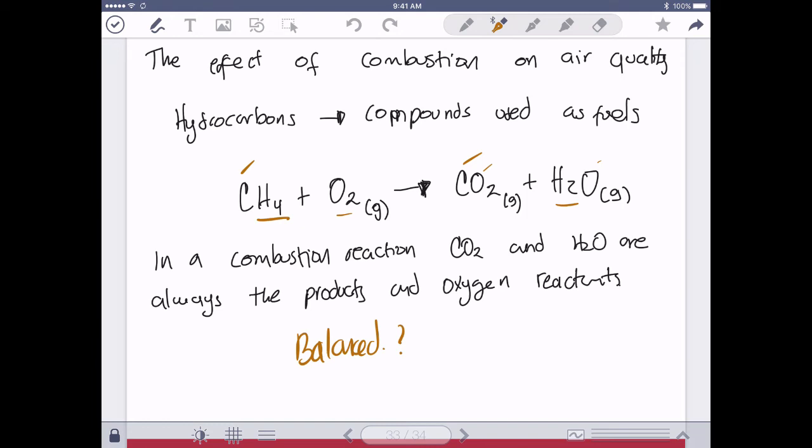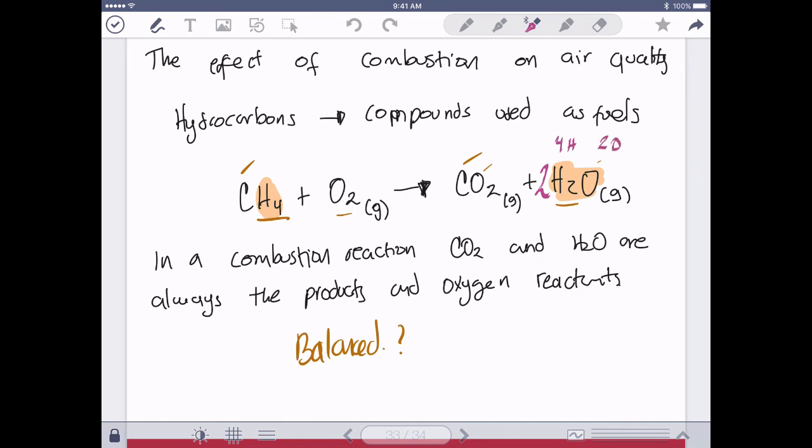So my carbon atoms are balanced. Check. What can I do to balance my number of hydrogen atoms? Since I have 4 hydrogen atoms in my reactants, I can simply add a coefficient of 2 in front of my water that has the hydrogen form in the products. And this will change the total number of hydrogen atoms and oxygen atoms in this water molecule. So I'm going to have a total of 4 hydrogen atoms and 2 oxygen atoms.